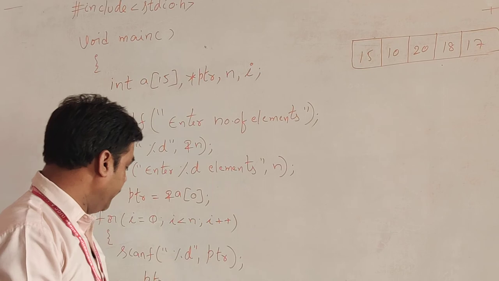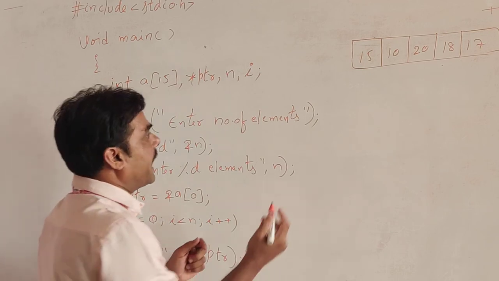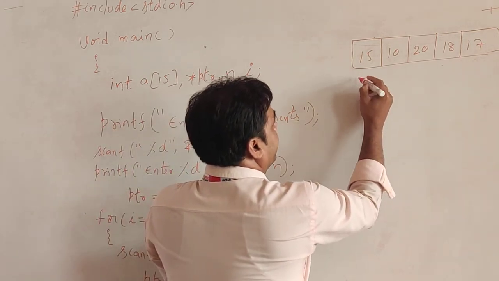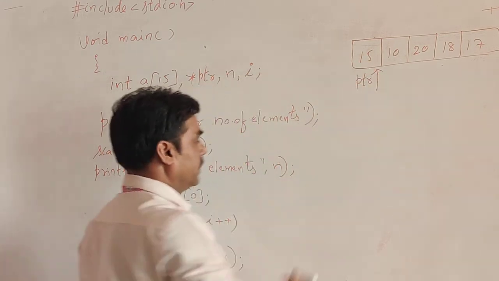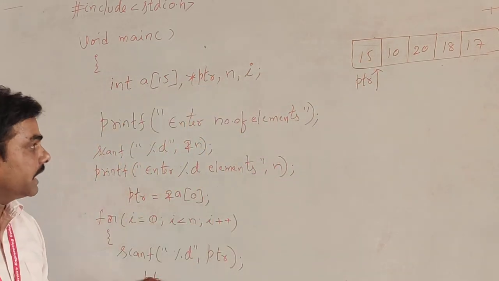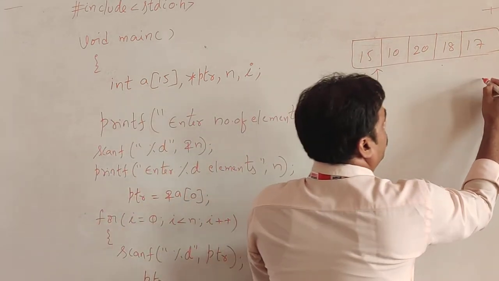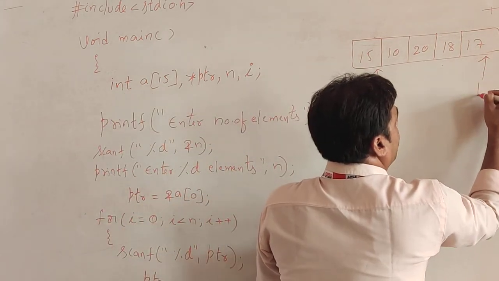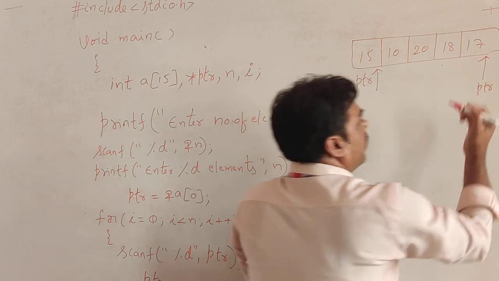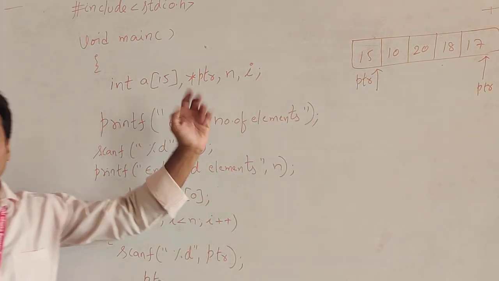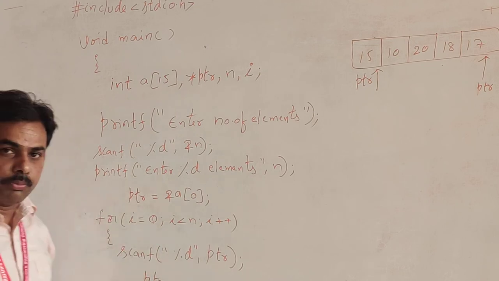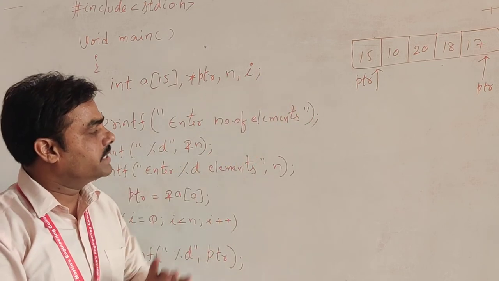Now the point is that ptr is used in scanf, no? Initially ptr is pointing to the first location. After that ptr is incremented, no? Now ptr is pointing to the last location. So this is the exact scenario inside the computer when you are reading.